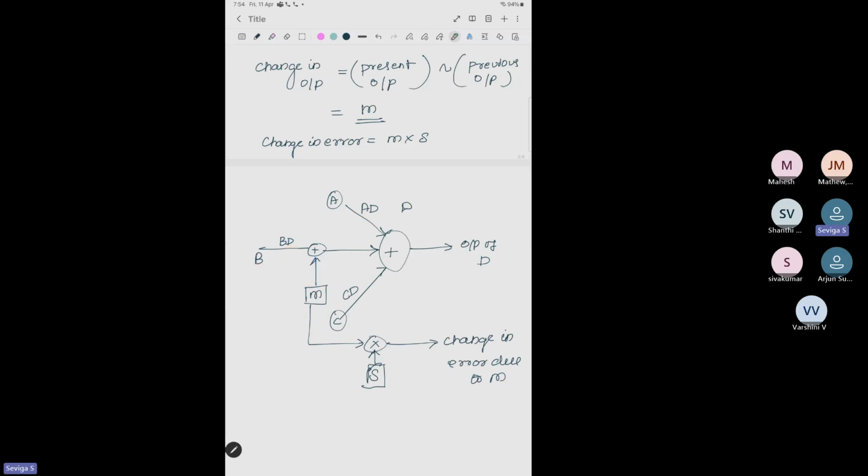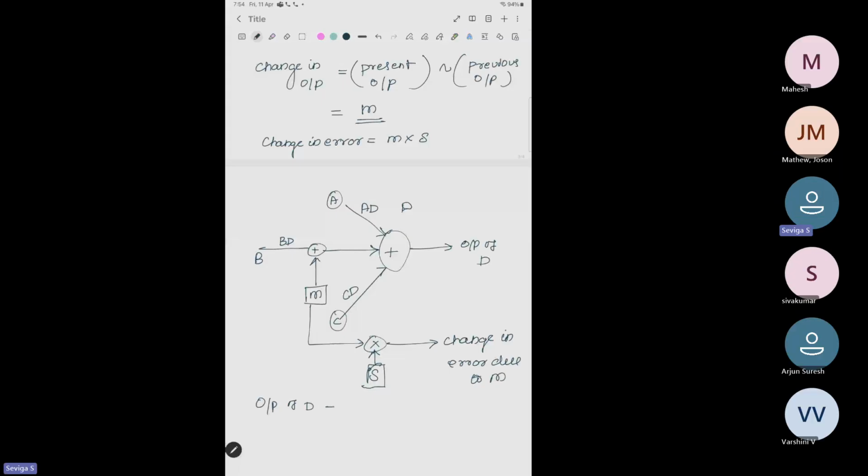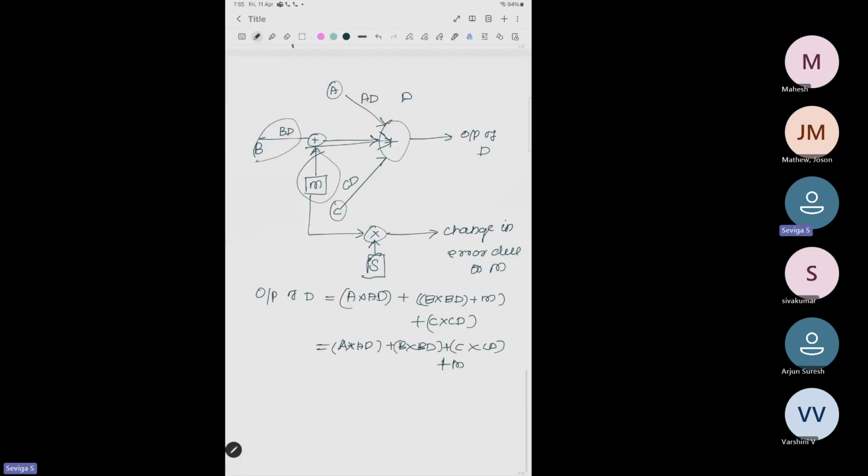So here is how it becomes. The output of D is A into AD, so we are adding A into AD plus B into BD, and B into BD is added with M, plus C into CD. So if you look here, B into BD gets added up with this one, and this is getting added up with this. If you rearrange this, plus M, this is nothing but your previous output plus M. So that is your present output.